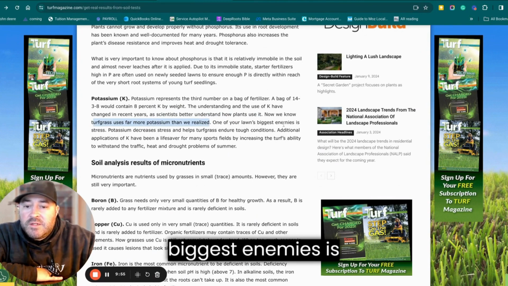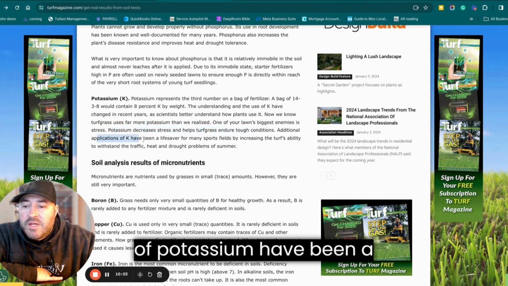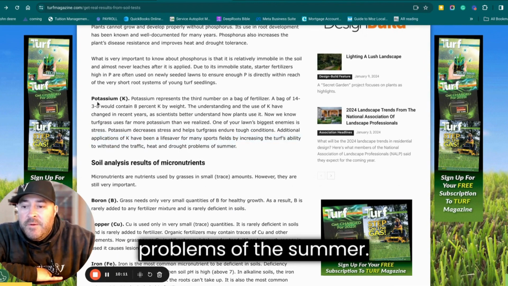One of your lawn's biggest enemies is stress. Potassium decreases stress and helps turf grass endure tough conditions. Additional applications of potassium have been a lifesaver for many sports fields by increasing the turf's ability to withstand traffic, heat, and drought problems of the summer.